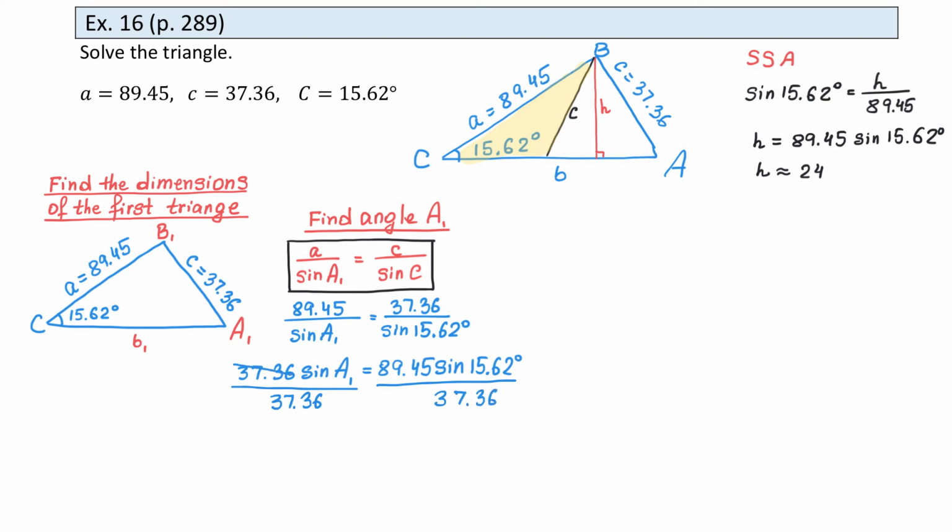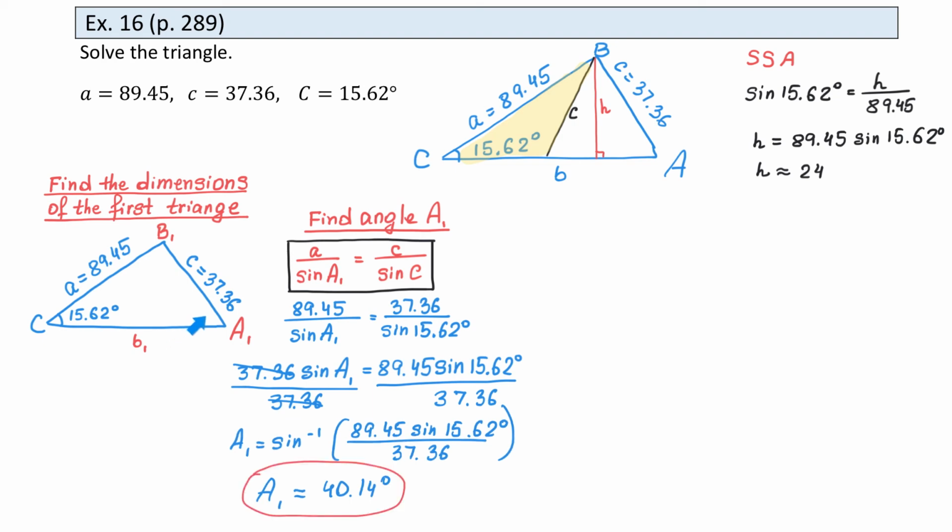On the left side, these two numbers will cancel. And now to find the angle A sub 1, we will take the sine inverse of this expression. Then A sub 1 equals sine inverse of 89.45 sine of 15.62 degrees over 37.36. Then A sub 1 equals approximately 40.14 degrees. Now, once we know angle A sub 1 and C we can find angle B sub 1.